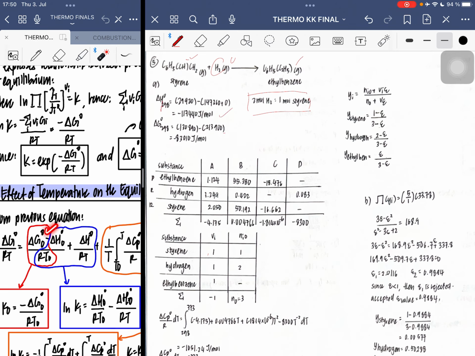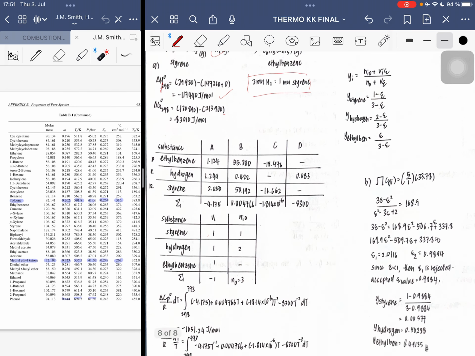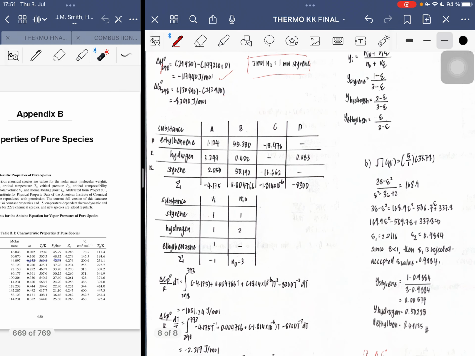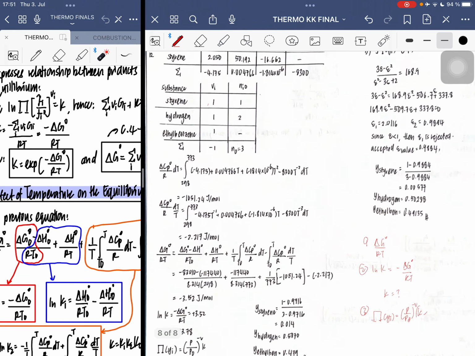So that's done. The first part is done, and then you have to find the H naught over RT, where H naught is here. This is HF, heat of formation, and this is G, Gibbs free energy. From before you already found it, and then over RT, easy. 1 over T.